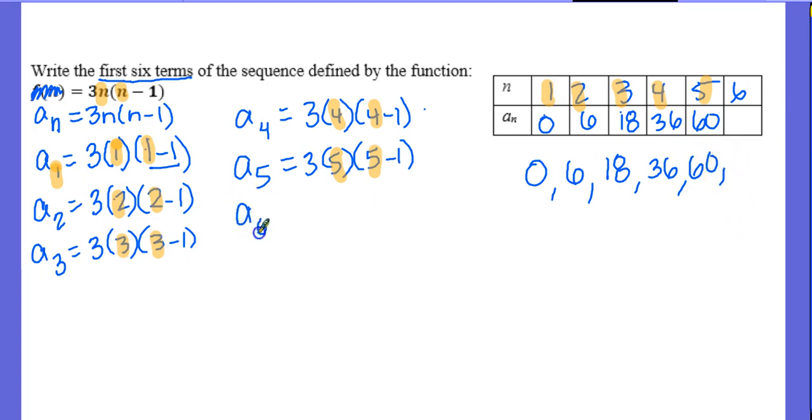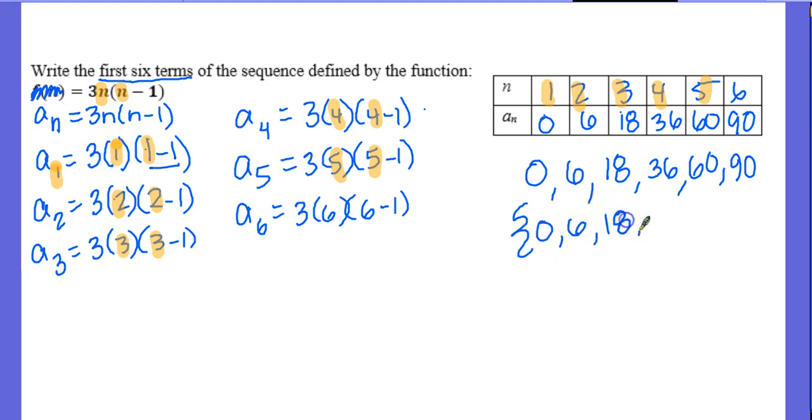And then let's do a sub 6. So 3 times 6 times 6 minus 1. So 18 times 5 is 90. And so our series is 0, 6, 18, 36, 60, 90. And not our series. That is wrong. It is not a series. It is a sequence. And it is finite.